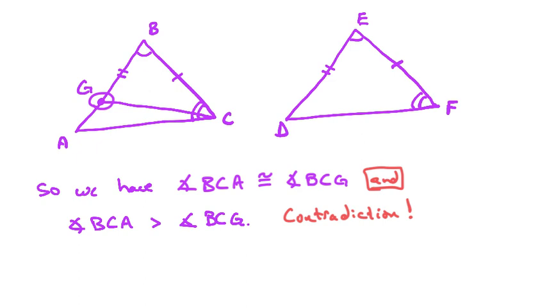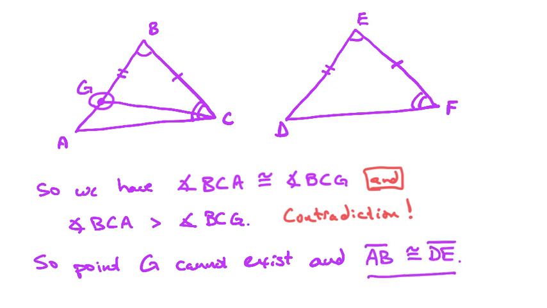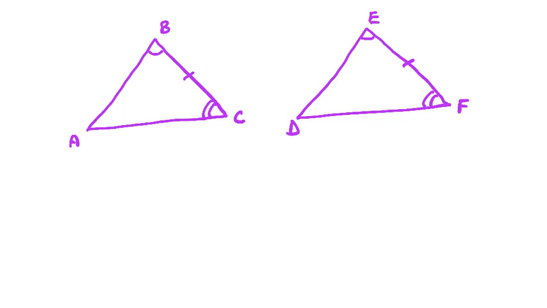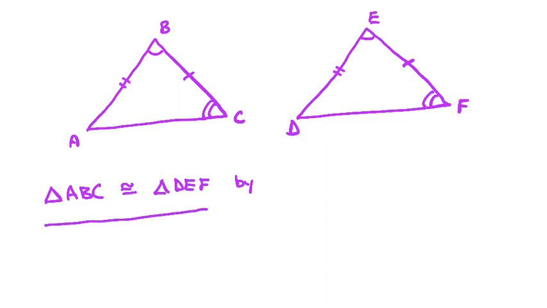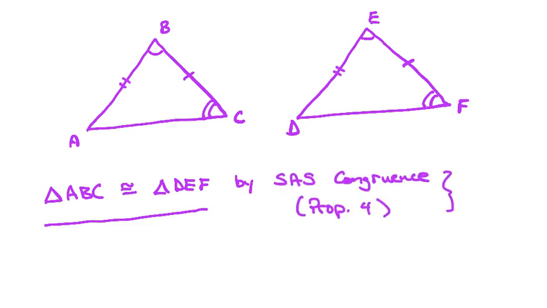And so what that means is that our segment AB has to be congruent to our segment DE. And so now, because our segment DE is congruent to our segment AB, we are back in our usual case. Triangle ABC has to be congruent to our triangle DEF by our side angle side congruence property, which was our proposition 4, as was to be demonstrated.